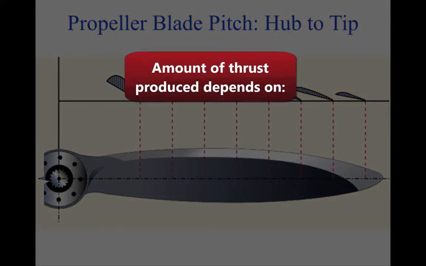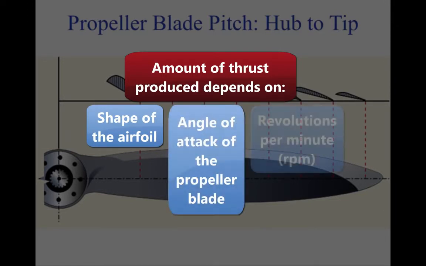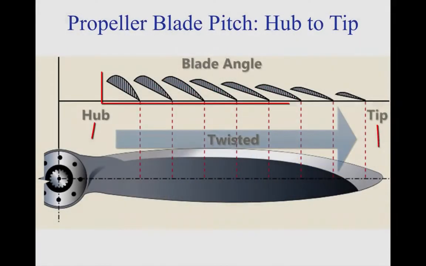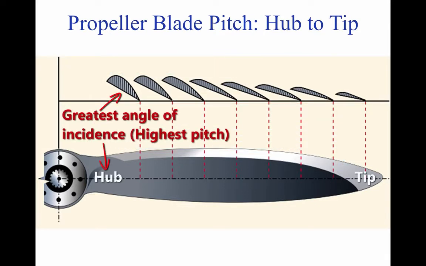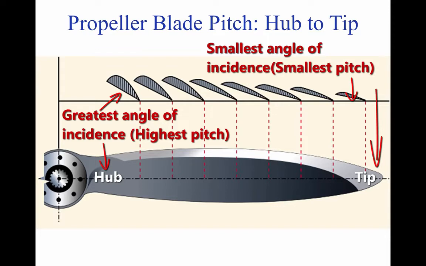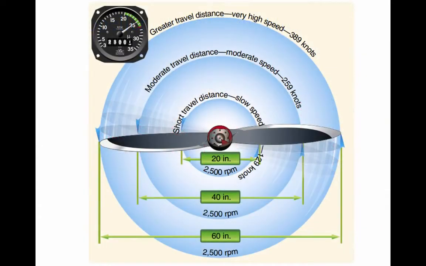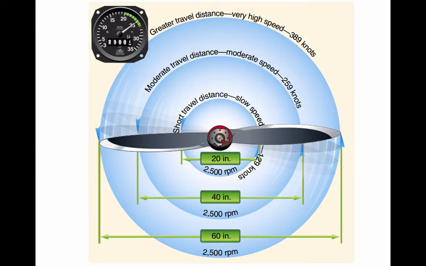The amount of thrust produced depends on the shape of the airfoil, the angle of attack of the propeller blade, and the revolutions per minute, RPM, of the engine. The propeller itself is twisted so the blade angle changes from hub to tip. The greatest angle of incidence, or the highest pitch, is at the hub, while the smallest angle of incidence, or smallest pitch, is at the tip. The reason for the twist is to produce uniform lift from the hub to the tip. As the blade rotates, there is a difference in the actual speed of the various portions of the blade.